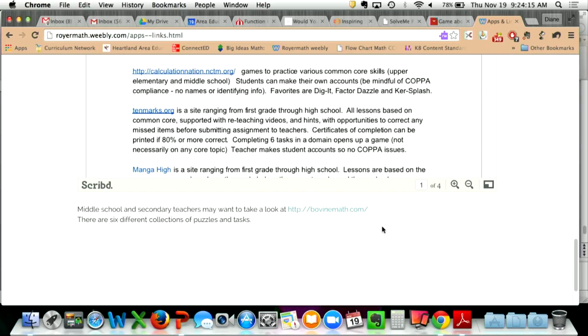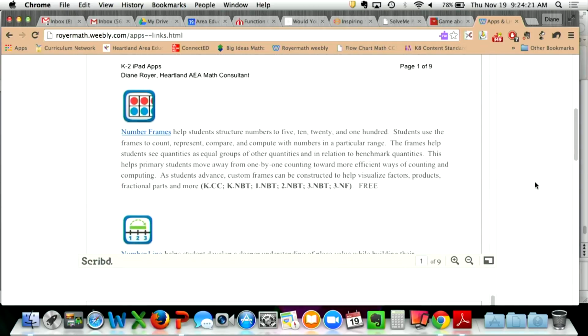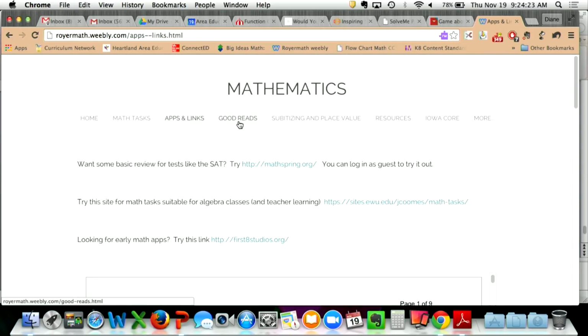There's also a new website I've just found called Bovine Math out of Canada. That's pretty interesting stuff. On this website, I have articles that I think are good pedagogical reads, things you can look at. Early learning can have subitizing and place value, resources, Iowa Core, and more. So I offer this resource to you just as a place where I will keep it free, keep it available to you. You can go and download anything you want.